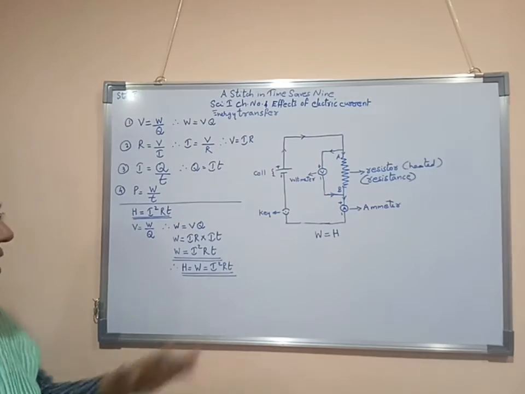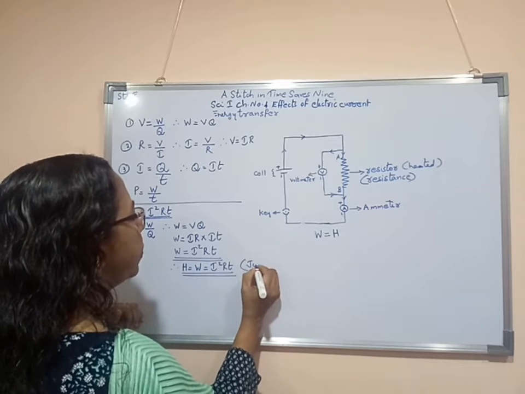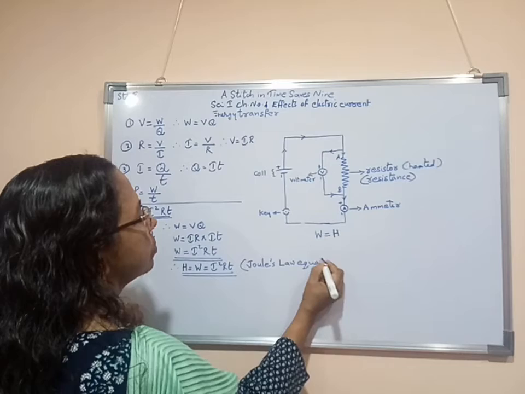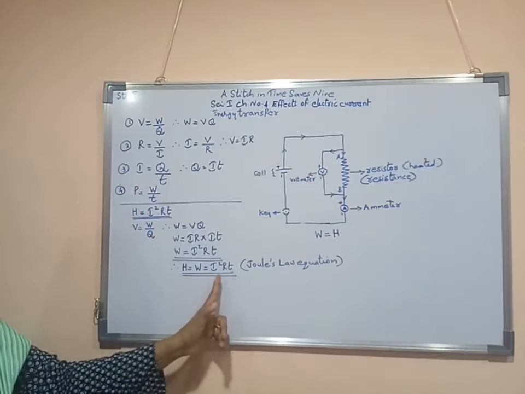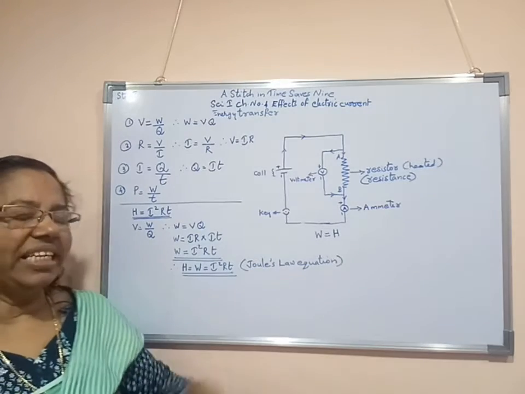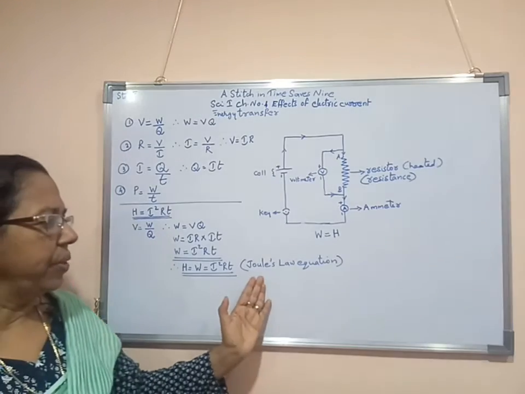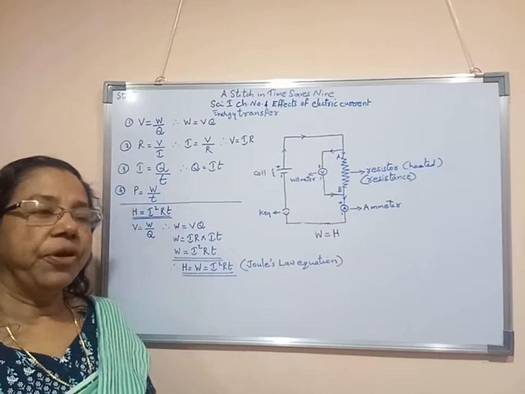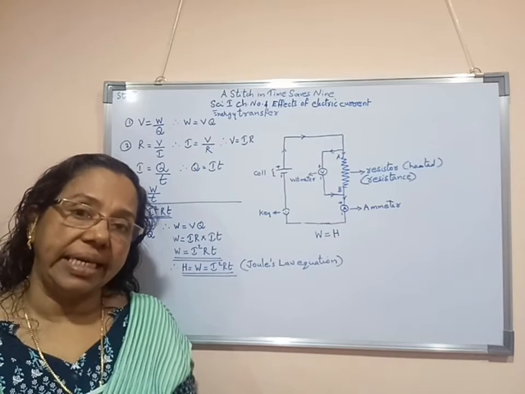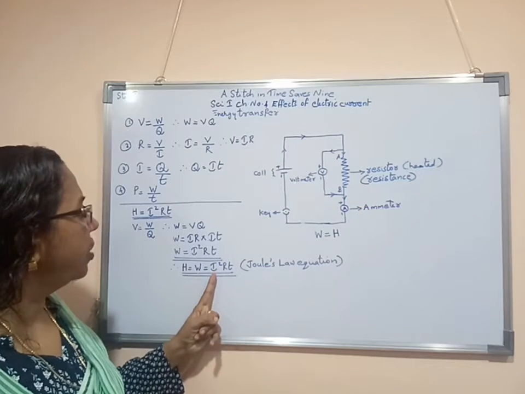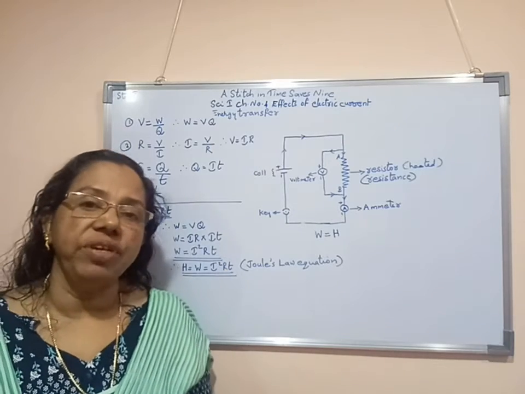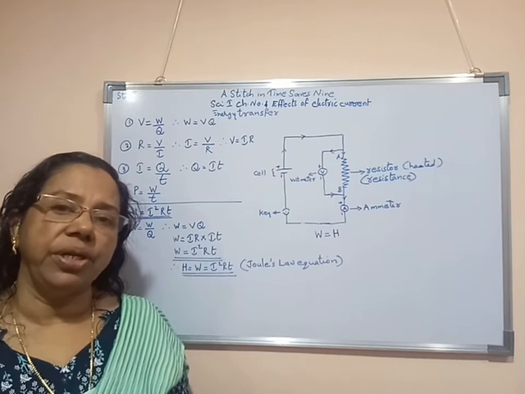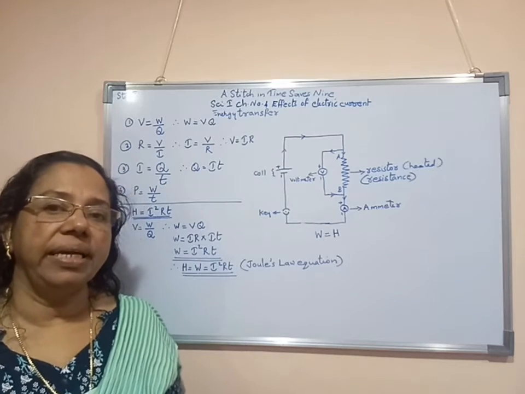Now this I square RT is known as Joule's law equation. Now we will study what is meant by Joule's law equation. Joule's law equation states that the heat produced or generated in a circuit is directly proportional to the square of the current, the resistance of the conductor, and the time through which current flows through the conductor. Now we will study the SI units of different components or measures.